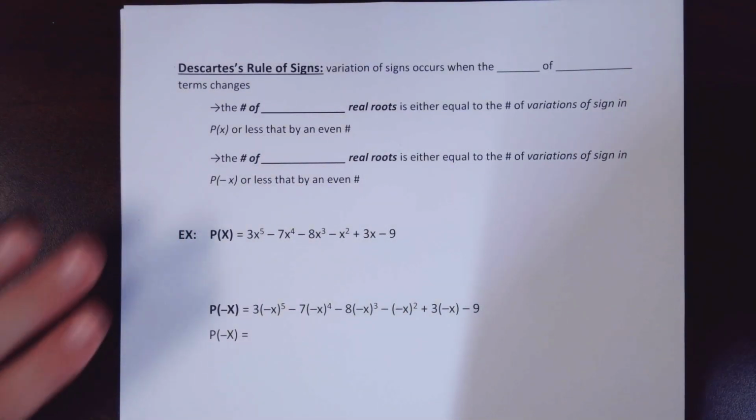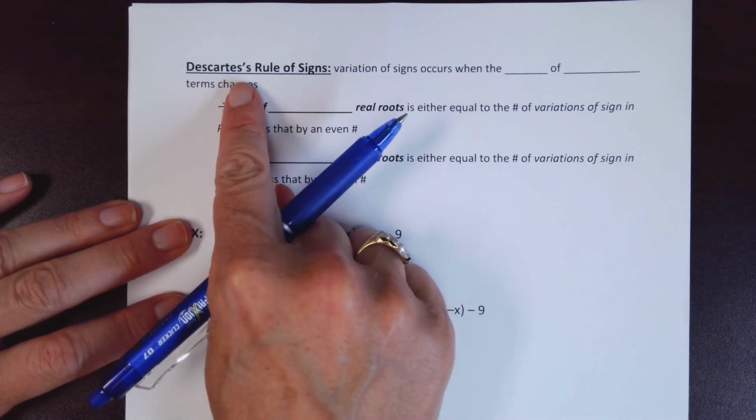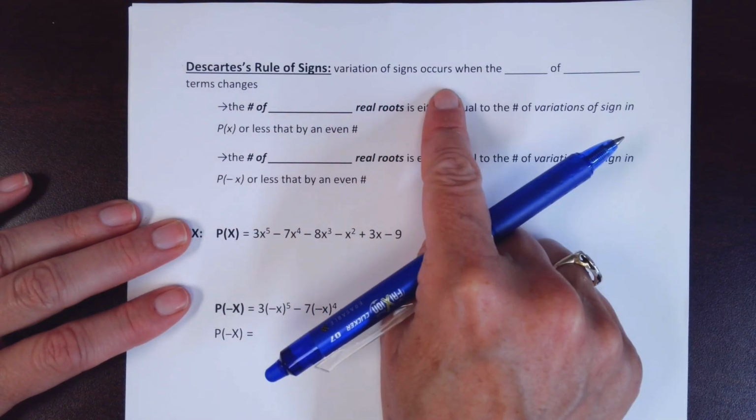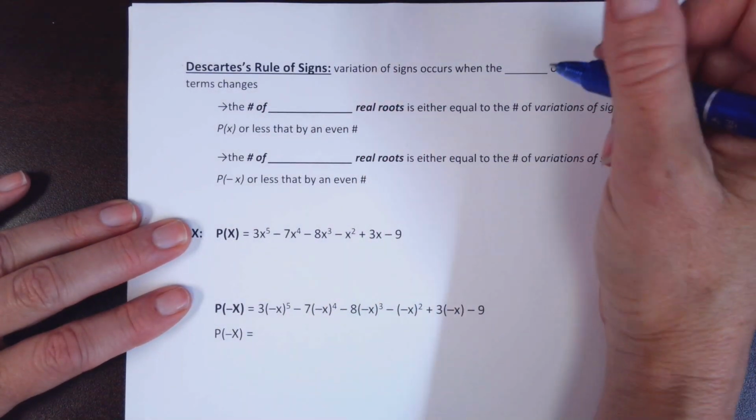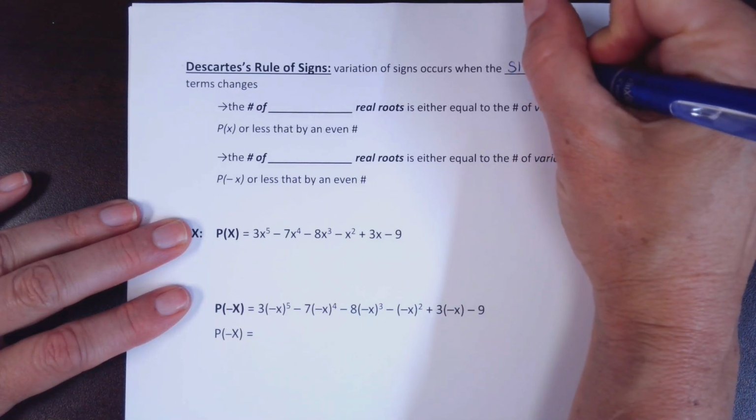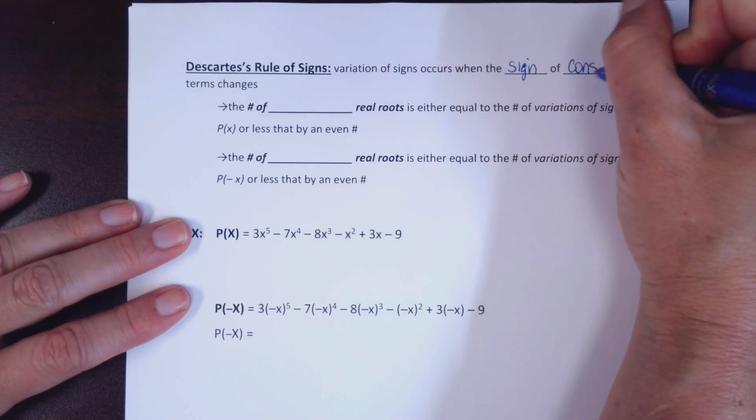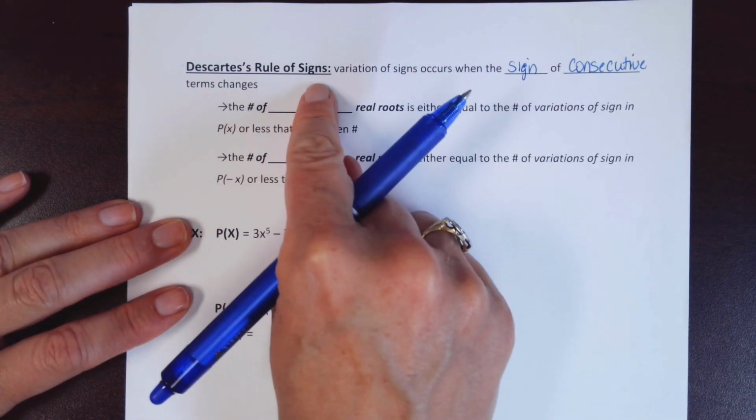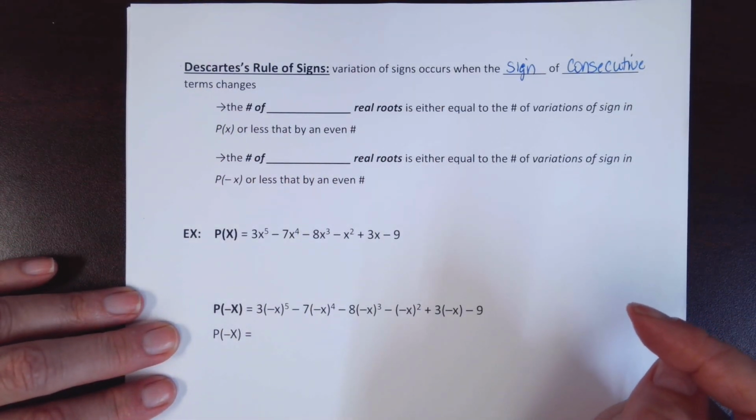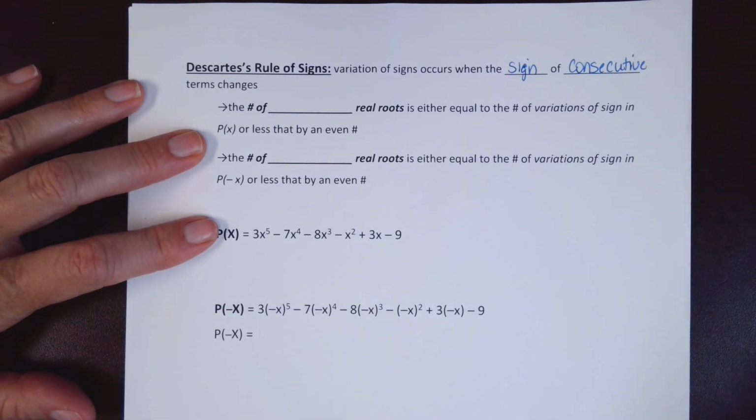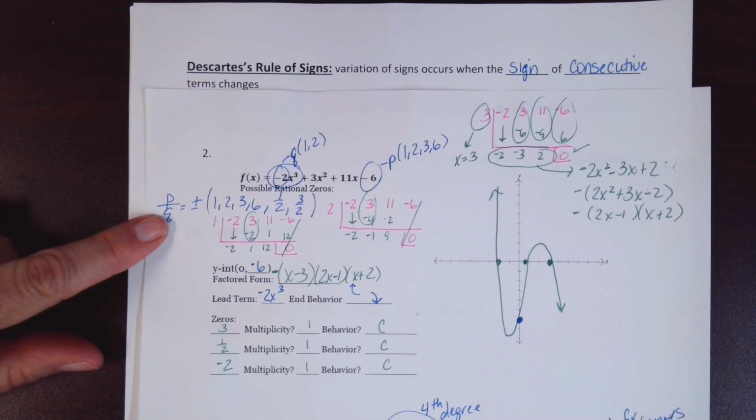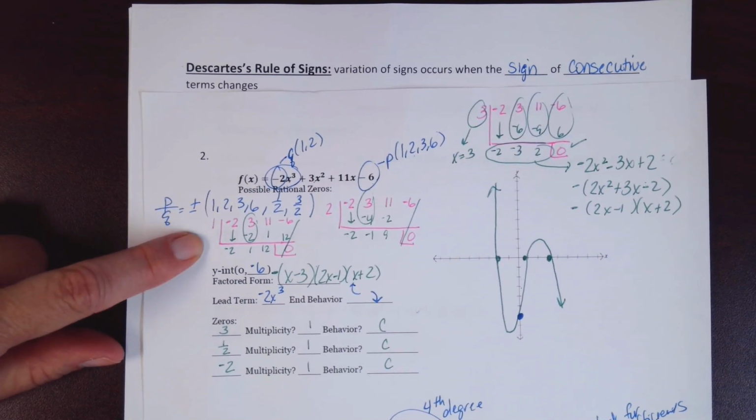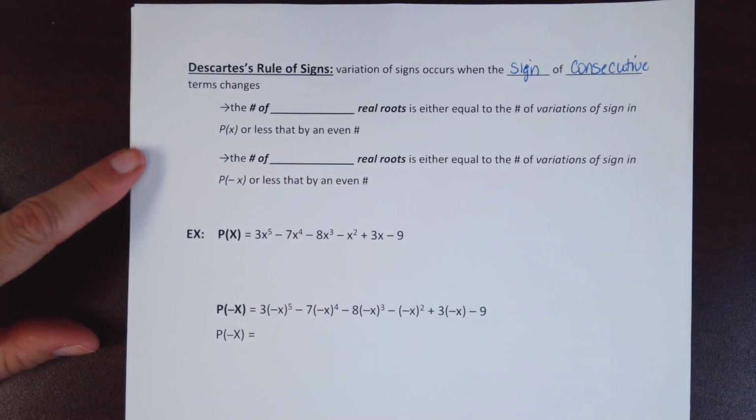All right, Descartes' rule of signs is our last theorem for this unit, this section. Variation of sign occurs when the sign of consecutive terms changes. So if I go from positive to negative, from one term to the next, consecutive terms. This Descartes' rule of signs is going to help us figure out, when we look at our list of possibilities, like right here, we've got 6 positive, 6 negative. What should I try first? Should I start with the positives like I tend to do, or should I start with the negatives? Well, Descartes helps us to figure that out.